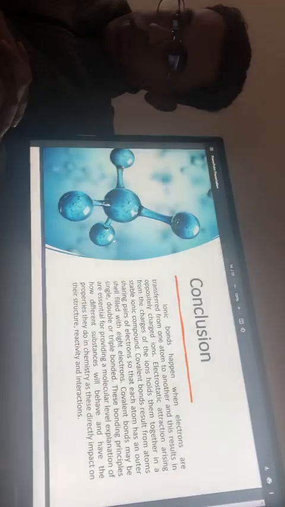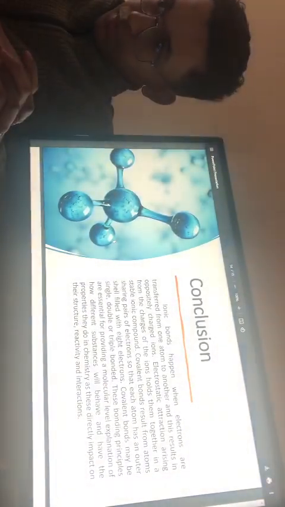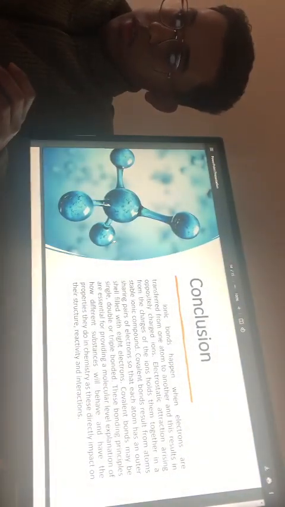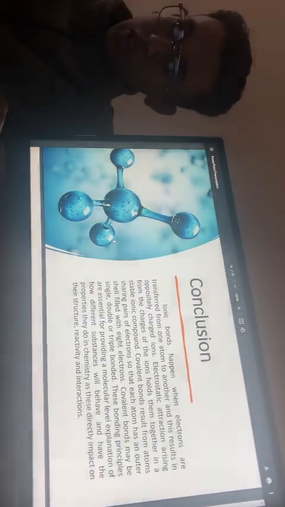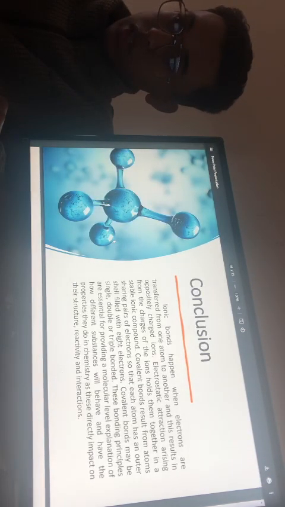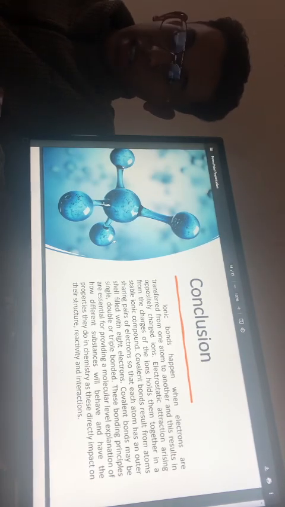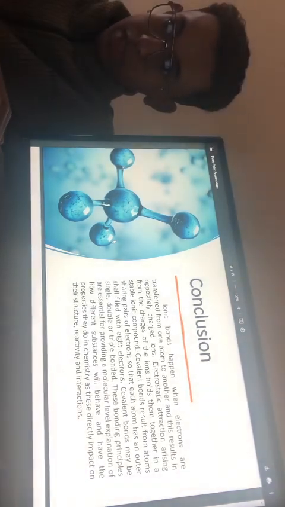So, finally, we've reached a conclusion. Ionic bonds happen when electrons are transferred from one atom to another. This results in oppositely charged ions. Electrostatic attraction arising from the charges of the ions holds them together in a stable ionic compound. Covalent bonds result from atoms sharing pairs of electrons, so each atom has an outer shell with 8 electrons. Covalent bonds may be single, double, triple.